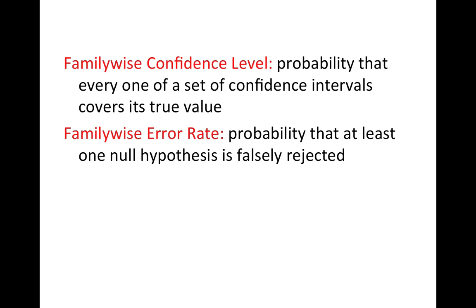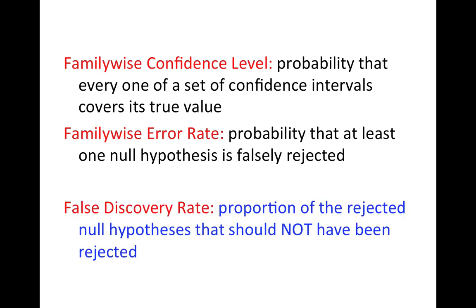Let's look at all the possible ways we could answer a biological question. It becomes ridiculous to try to make a 95% probability that every interval you create covers the true value, or that none of your tests falsely reject a null. So there's another goal, a more modern goal, called the false discovery rate. And here's how it works.